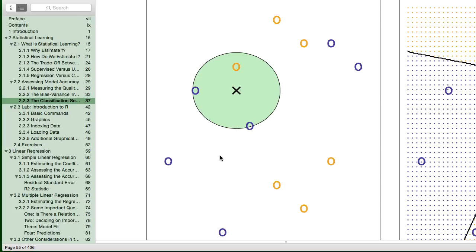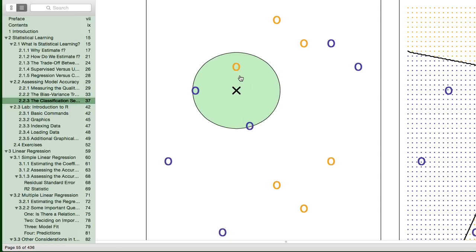K is a number, by the way. K is a positive integer. We would like to choose some K and then check that many neighbors of X. In this case, what's been chosen is k equals 3, so we're checking the three nearest neighbors. We simply sweep a radius out from X until we hit three neighbors. And here's the point at which we've hit the third. This is the closest point, the second closest point, and the third closest point.